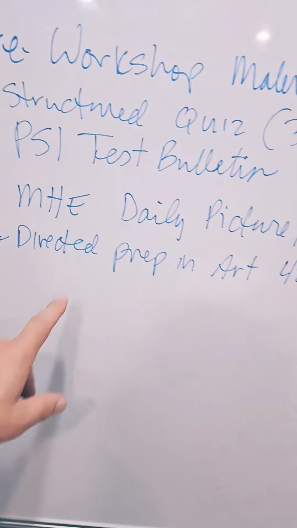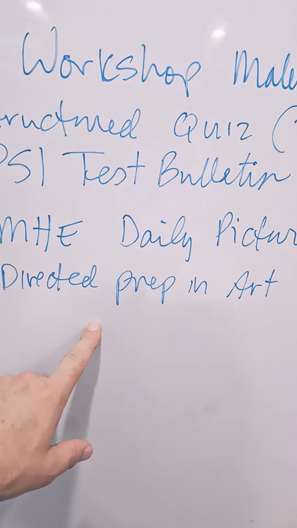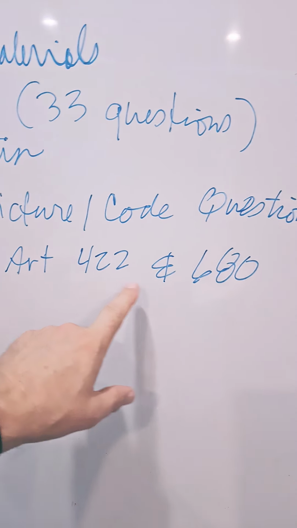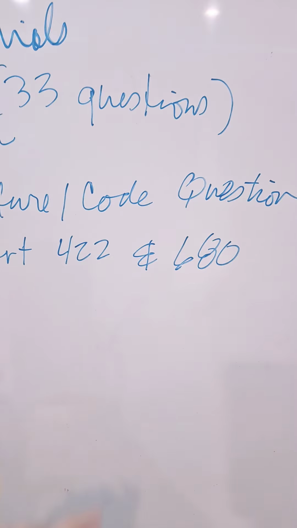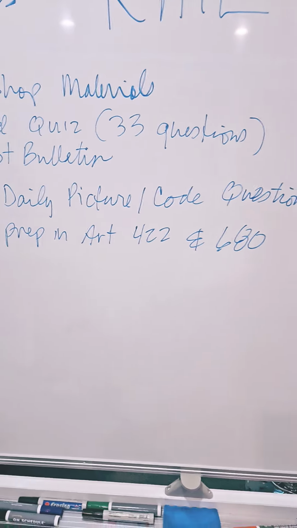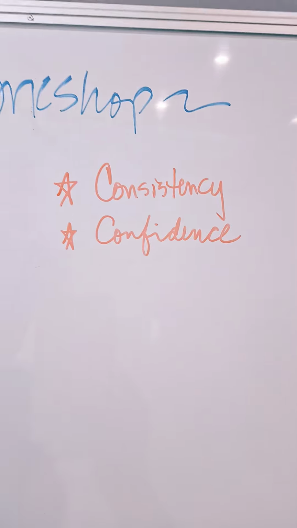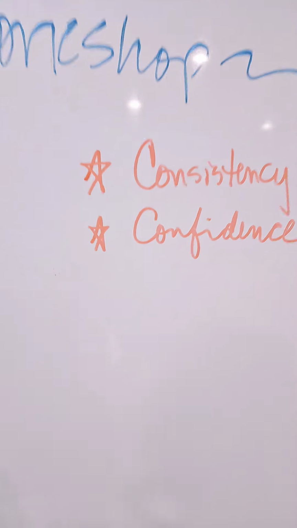And then I have some directed prep, which means I ask you some questions to look for patterns in Articles 422 and 680, because of appliances, which is our handyman who needs this license, and of course for our pool people. Again, the goal is going to be consistency and confidence.